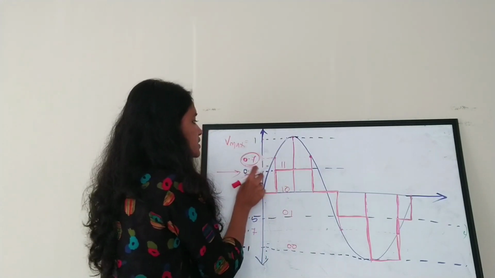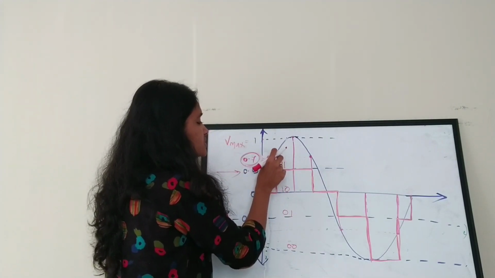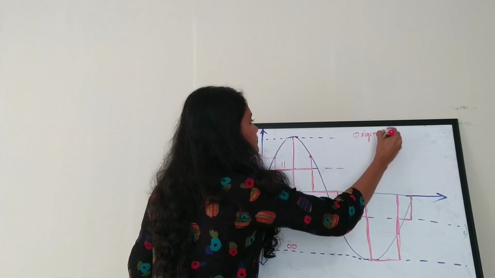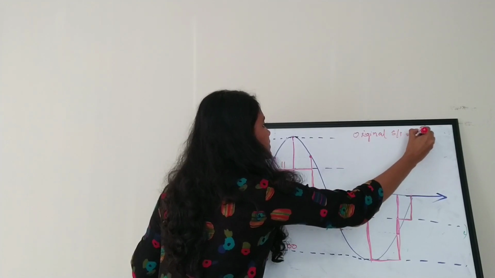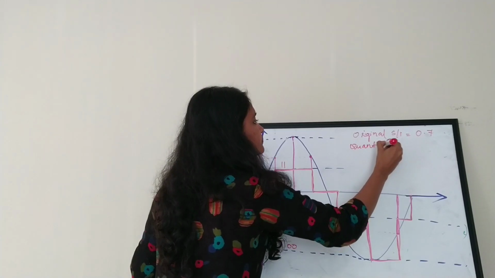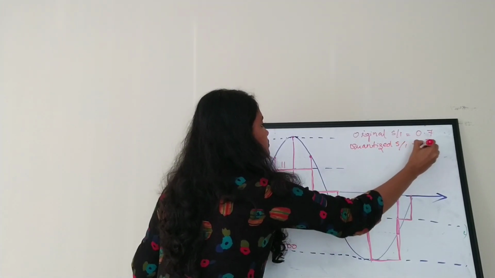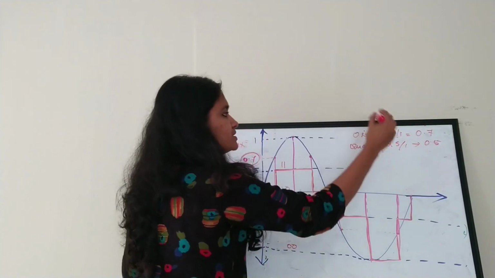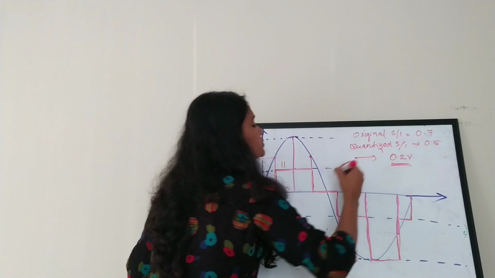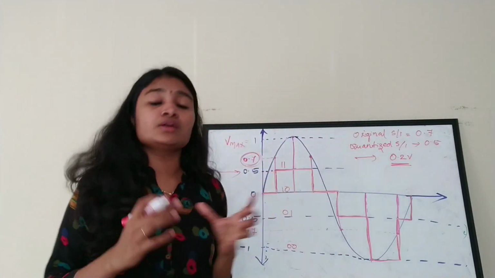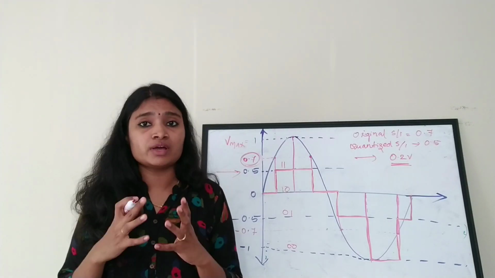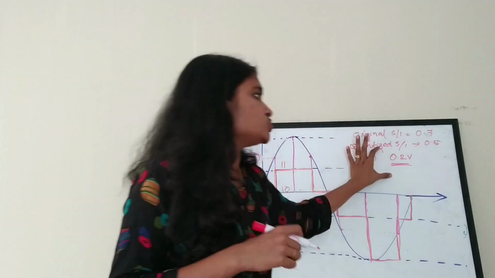Let's see, for the 0.7 case, the original signal has a voltage of 0.7 and the quantized signal has a voltage of 0.5. So what is the difference? There is a difference of 0.2 volt. Correct. So we are going to ignore 0.2 volt. Even though the actual value is 0.7, we are taking only 0.5. So this is actually an error.